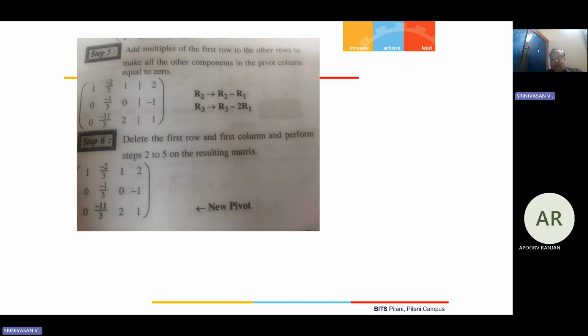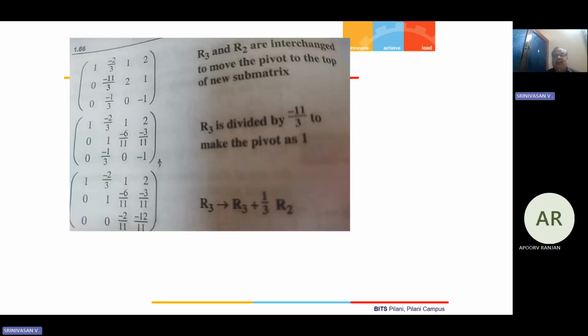But now we are doing the second set. Therefore, this has to go to the second row now, isn't it? So we have to now rearrange between the third and second rows. First rearrange, then we go for division, then we go for performance. Let's see. R3 and R2 are interchanged.